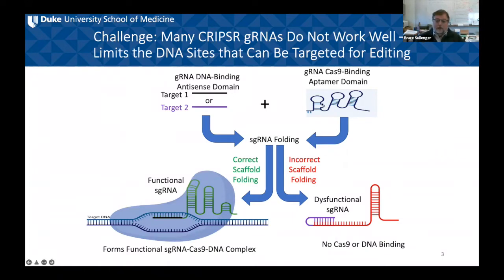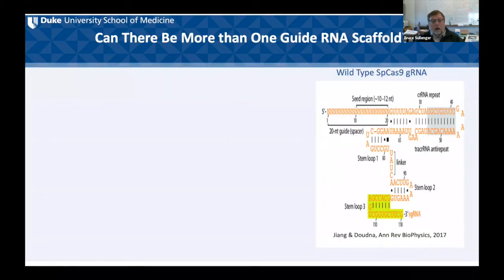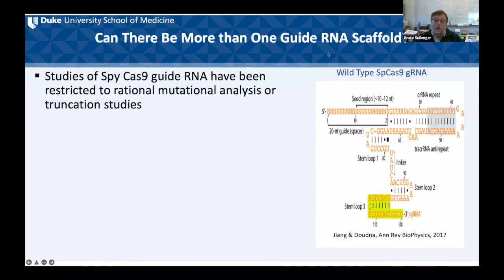And so we wanted to address whether we could generate new aptamer domains that would facilitate, for a different, say, target site 2 here, getting a functional complex. And so we wanted to get to this question: could there be more than one guide RNA scaffold? Here's the secondary structure for the SpCas9 guide RNA from one of the Doudna reviews. And people have done a number of rational mutagenesis studies of this in the literature, where they would show you could truncate stem loop 3, shown here in yellow. This would hurt activity but wouldn't kill it. But there hadn't been real randomization to try to understand what you could change or not.